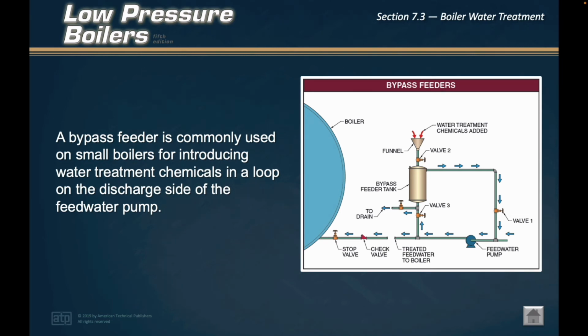To add chemicals using a bypass feeder, the drain valve and valve 2 are open to drain the tank. The drain valve is closed and water treatment chemicals are poured into the funnel. A lot of times these bypass feeders, what we would call them in the plant, was a pot feeder. And it's just a very crude method of adding the chemicals to your boiler. It's just not an efficient way to do that.